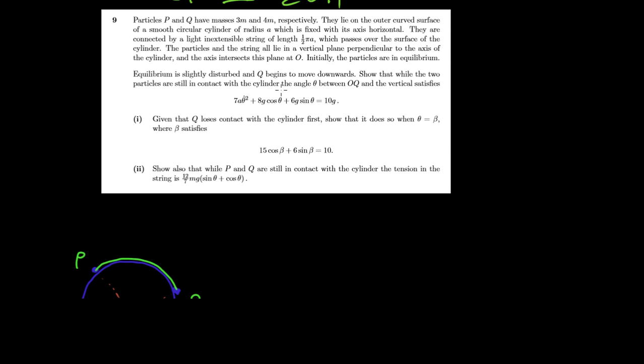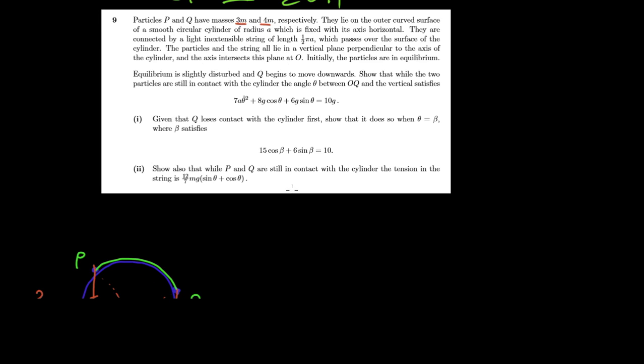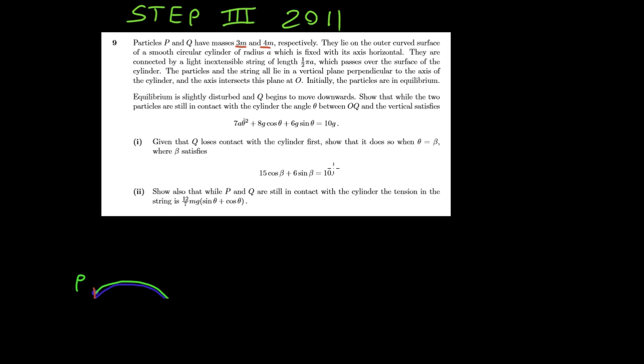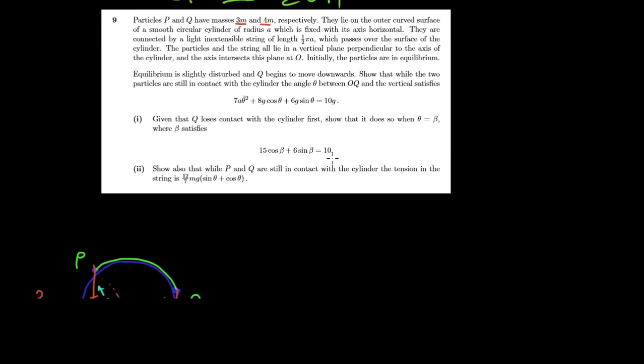Both particles P and Q have masses 3m and 4m respectively. Let's draw on little arrows to show that. So that would be our force being 3mg, and this is our force vertically downwards as well, being 4mg. Okay, so they lie on the outer surface of the smooth cylinder of radius a. I should mark that in as well. So there we go. Its axis is fixed and horizontal.